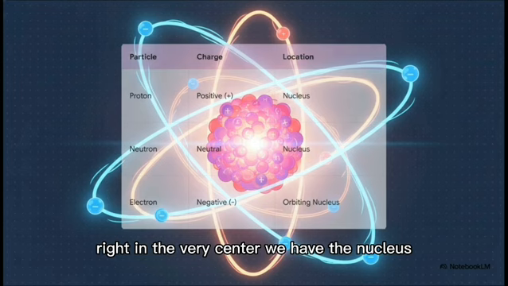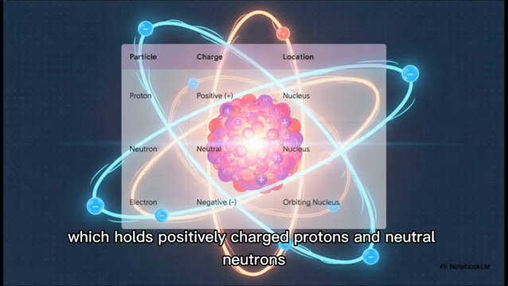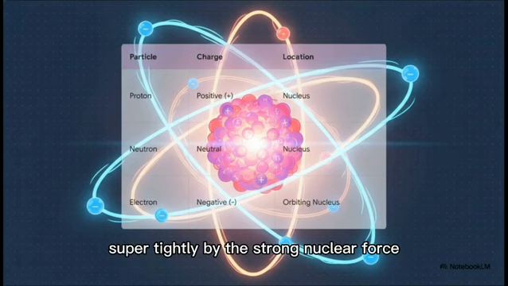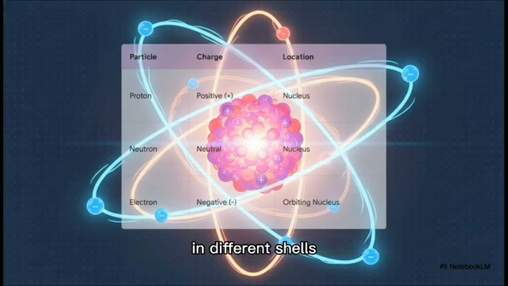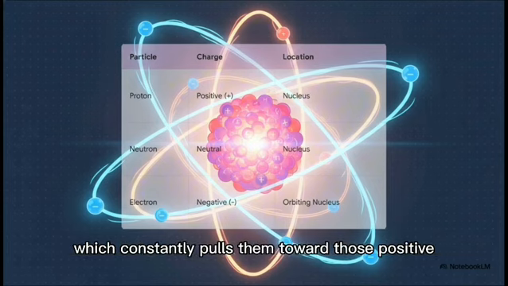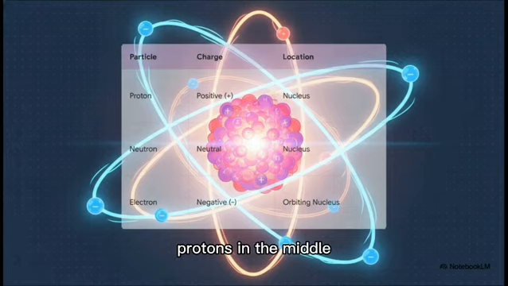Right in the very center, we have the nucleus, which holds positively charged protons and neutral neutrons. These are bound together super tightly by the strong nuclear force. Then, buzzing around the outside in different shells, we have the negatively charged electrons. These are kept in orbit by the electromagnetic force, which constantly pulls them toward those positive protons in the middle.